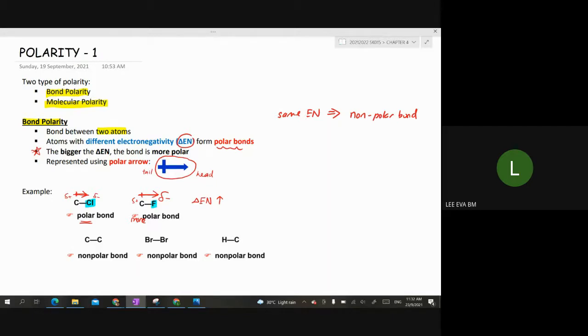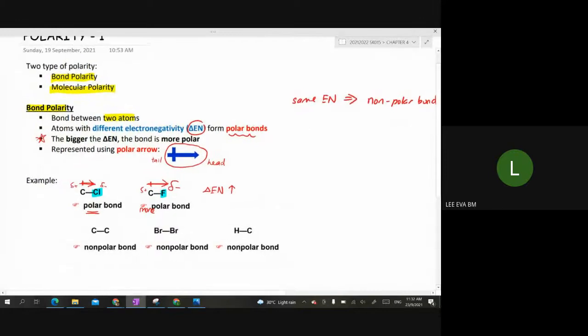So any question for C-Cl and also C-F bond? Ada soalan? Can you get the idea about the bond polarity? Okay, kalau tak ada, madam tunjukkan macam mana kita nak tahu non-polar bond pula ya.